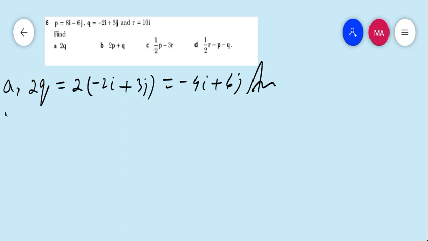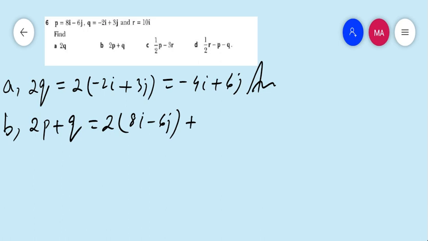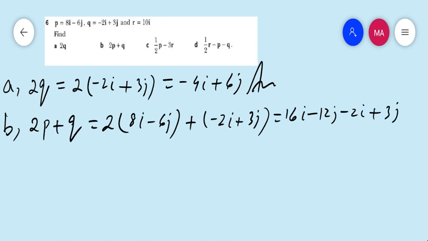Okay, move to part B. 2P plus Q. So 2 into P is 8I minus 6J, plus Q, which is minus 2I plus 3J. 2 8s are 16I, 2 6s are 12J, minus 2I plus 3J. 16 minus 2 is 14I, minus 12 plus 3 is minus 9J. So 14I minus 9J is our final answer.